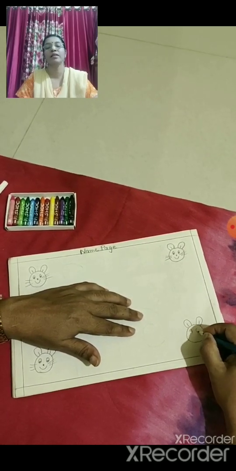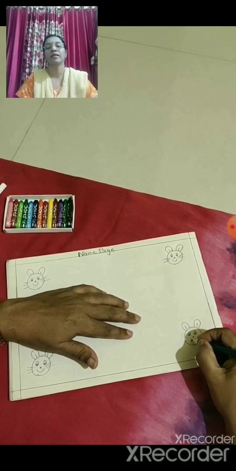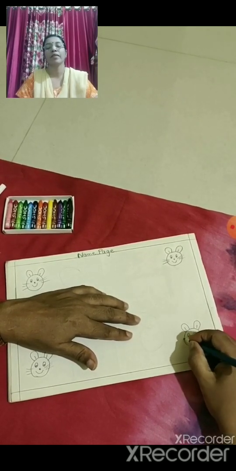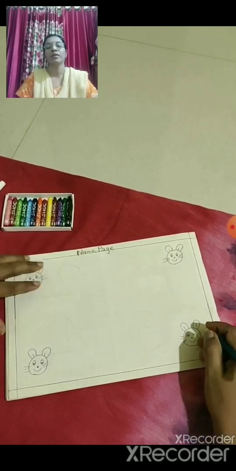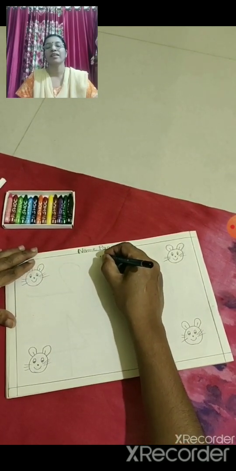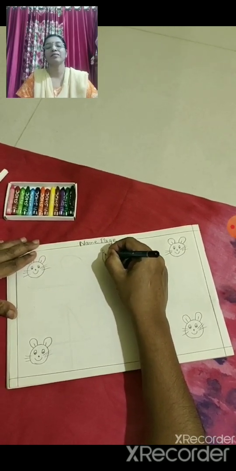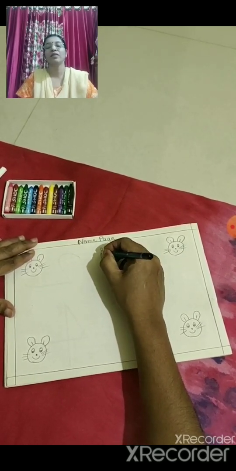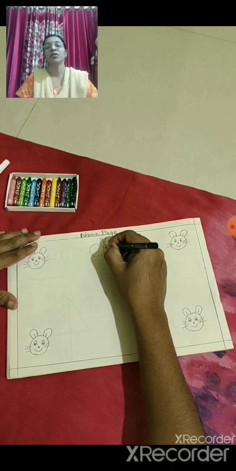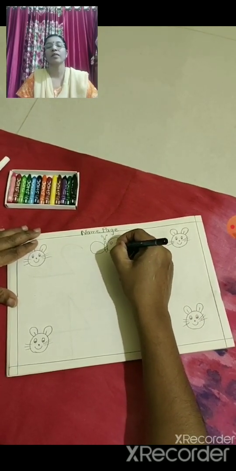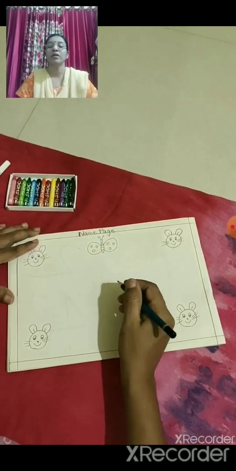Ears, eyes. Okay, good. Yes. Now, see what I'm going to draw now. I'm going to draw a butterfly. A beautiful butterfly. Yes, I have drawn a butterfly. So anything you can draw. Colorful butterfly. You can draw any design in the butterfly.